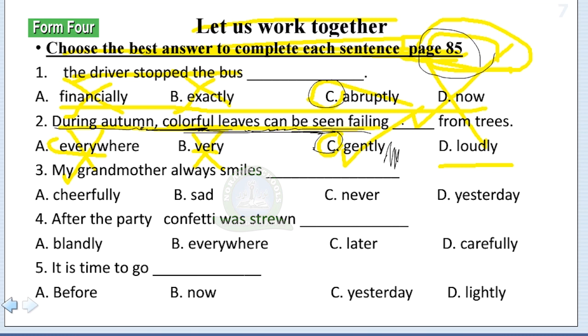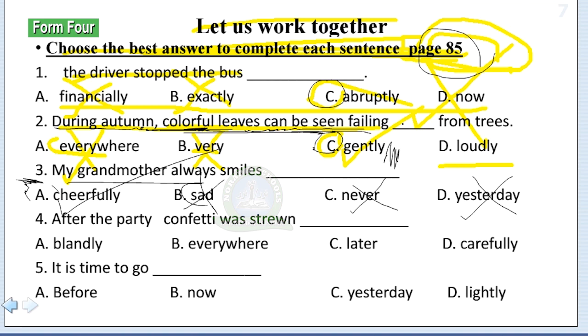My grandmother always smiles, sad. This is an adjective, not an adverb. We need an adverb, but this is an adjective. What about never? We can't use never at the end of the sentence. What about yesterday? My grandmother always smiles. This is simple present tense, so we can't use this one. The correct answer is A: cheerfully, meaning happily. So my grandmother always smiles cheerfully.